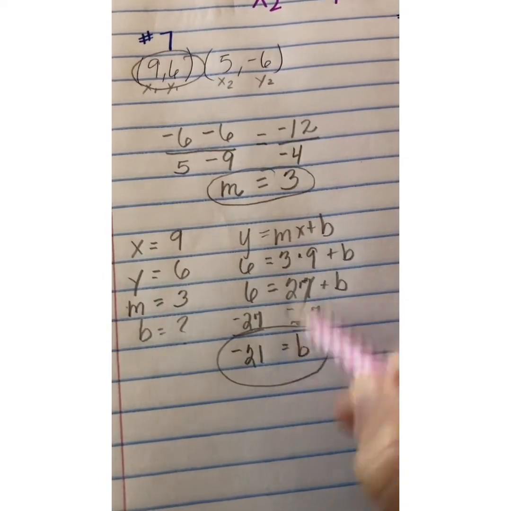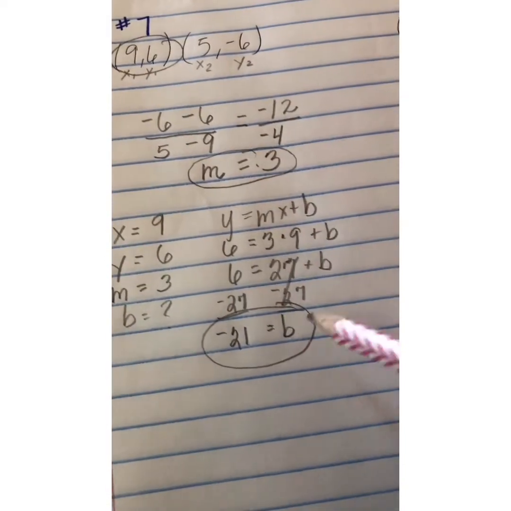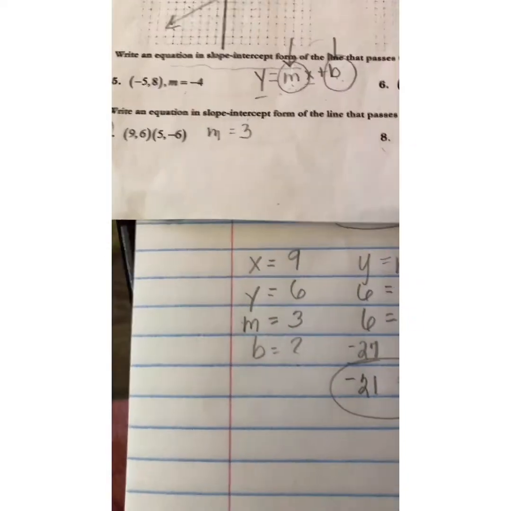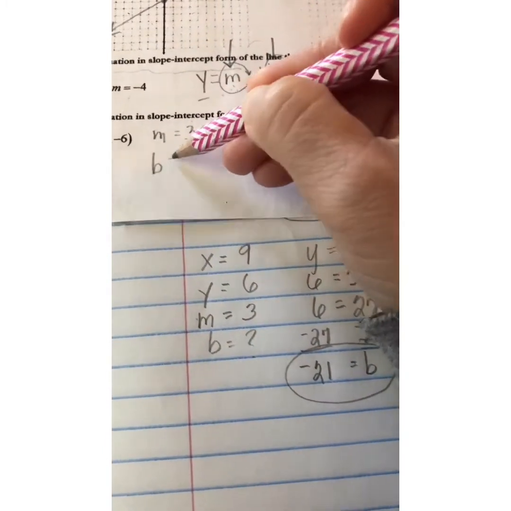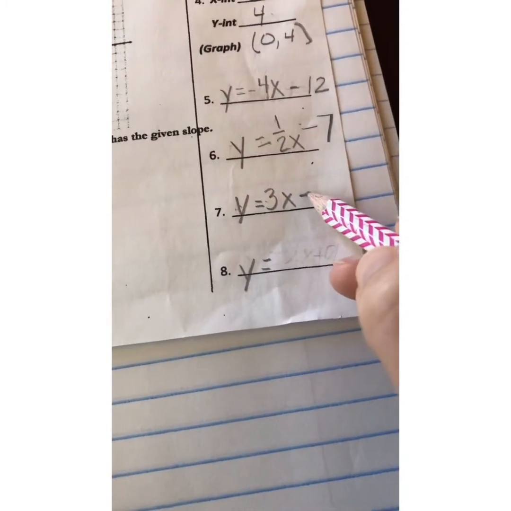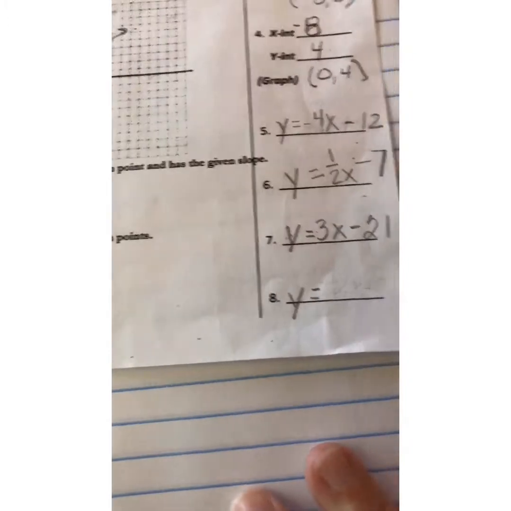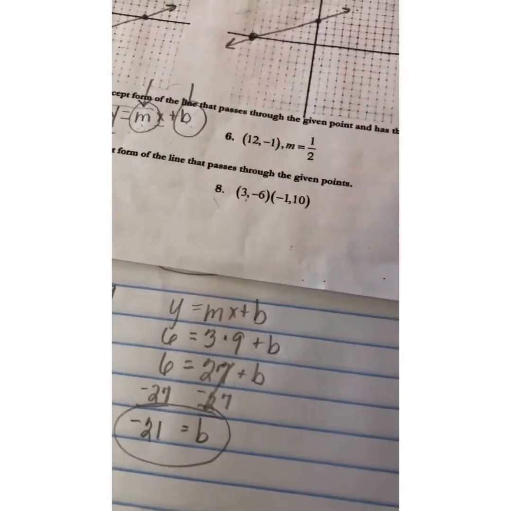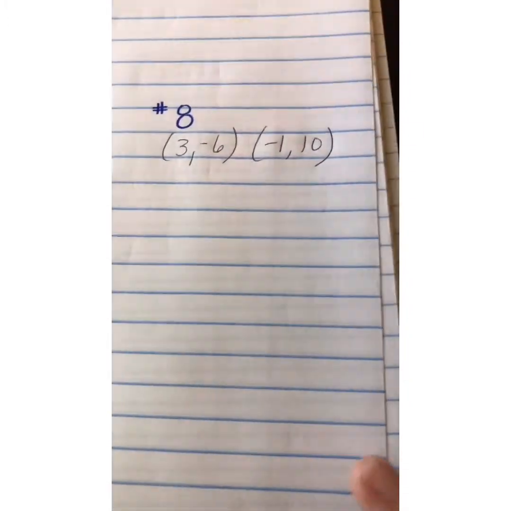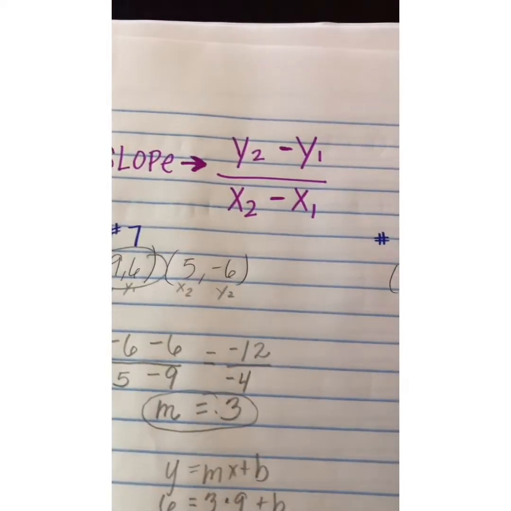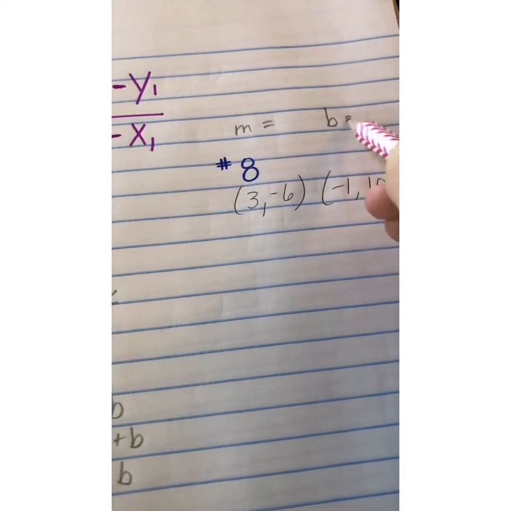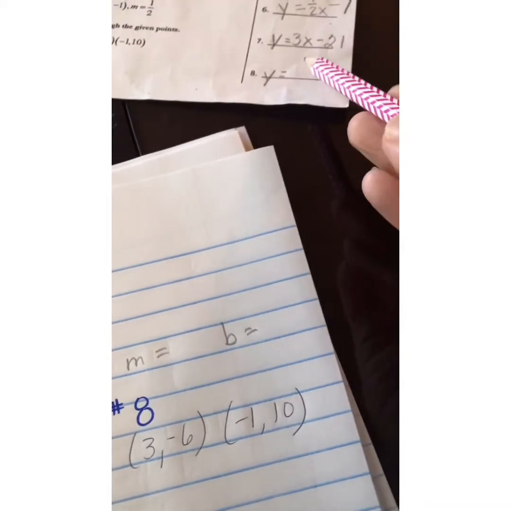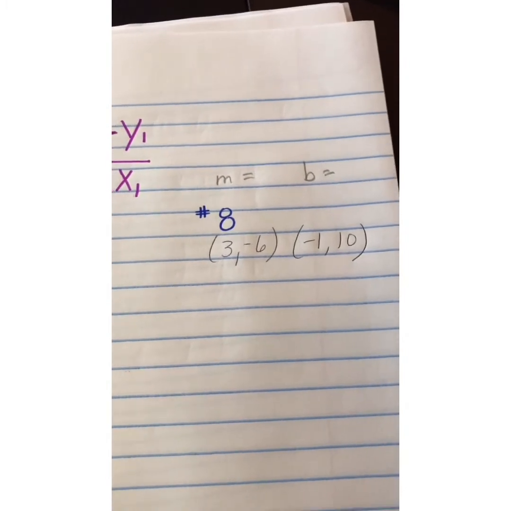So if I have my b and I have my m, then I can write an equation. So my equation, again, remember, it has to be in slope-intercept form. My m was 3 and my b was negative 21. So that means right over here, I just write negative 21. That's it. All right, and let's look at number 8. Again, number 8, they give you the two ordered pairs. And again, we're going to have to use the slope formula because remember, the whole point of this is we need an m and we need a b so that we can write it here on our quiz.